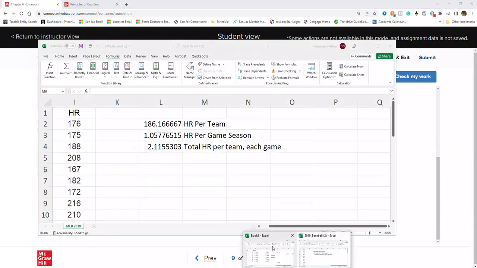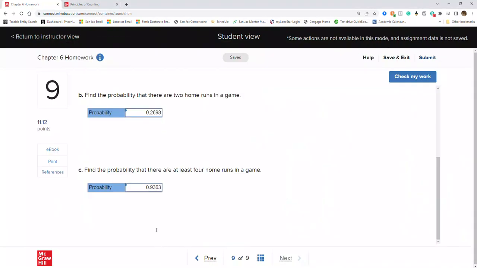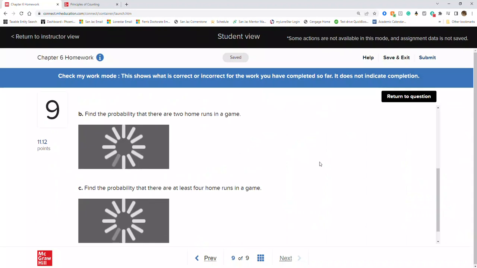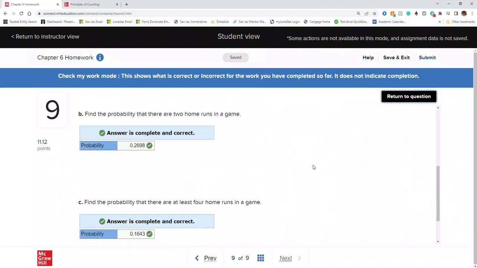So it was 0.1643. And there we go. I was actually thinking they were saying less than 4, but it's actually at least, so it's 4 and above. So 4 and greater. Anyway, watch out on the wording. Again, if it does mark it wrong, you may have to do it the other way. That's fine. As long as you're understanding, we're good.